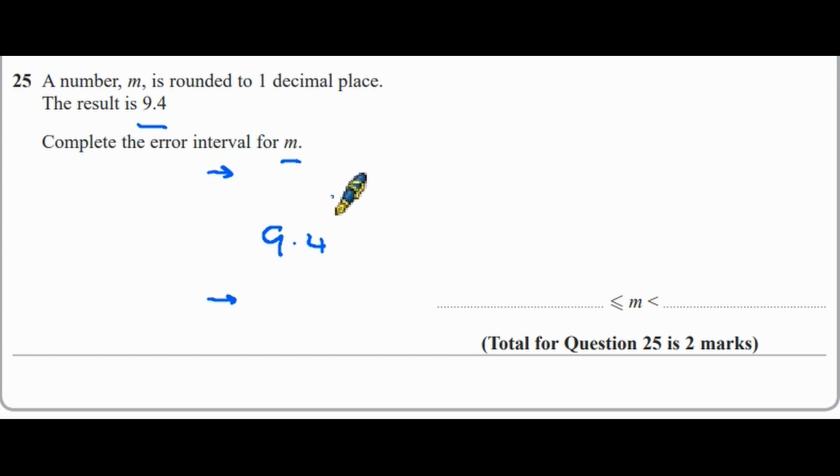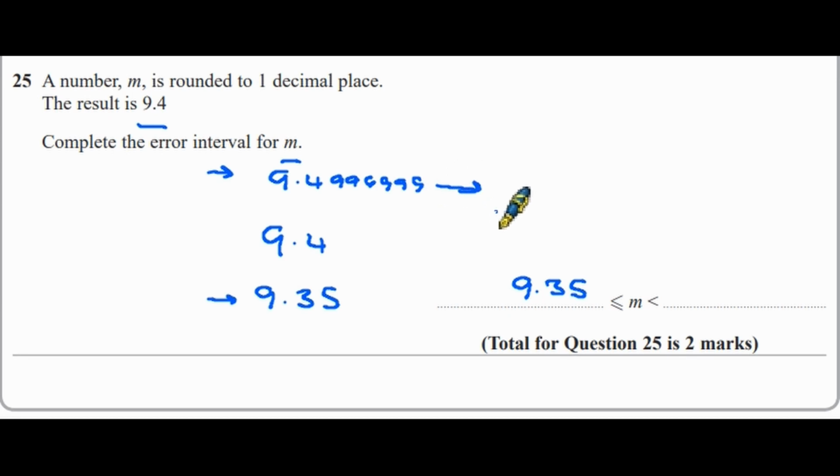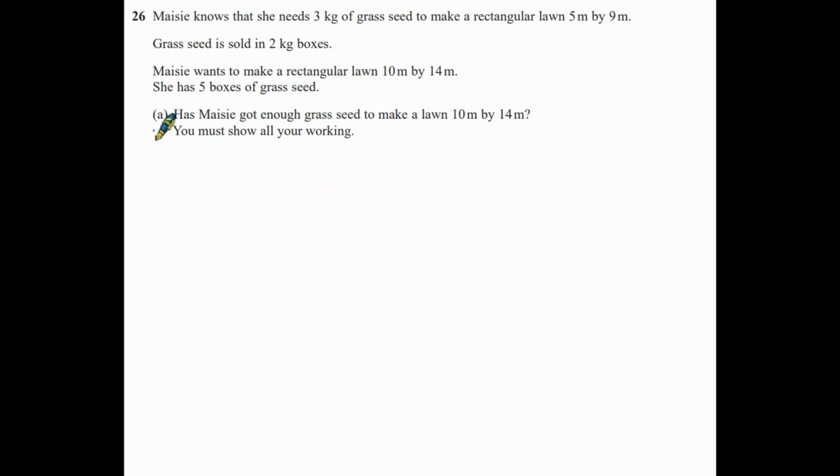Well, using the rules of rounding, if we had 9.35 and rounded up, that would be 9.4. Anything below 9.35 would round down to 9.3. So 9.35 is our lower interval. Above, well, technically, the highest number that will be rounded down to 9.4 is 9.499999 recurring. So what we do is we call it 9.45. So the answer is 9.45.